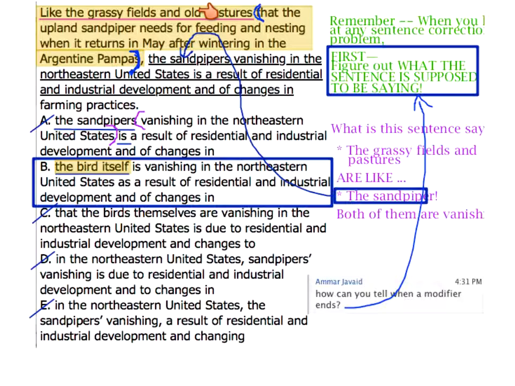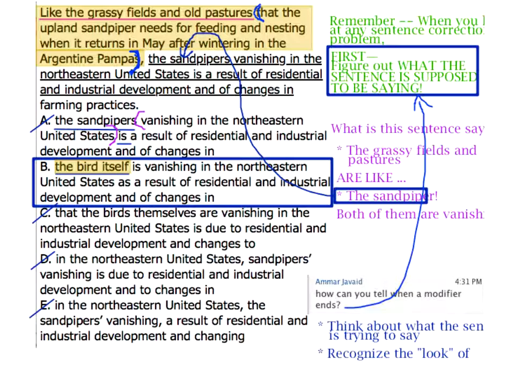I mean, also it's a recognition thing. So basically the two ways that I would answer that question would be, first, think about what the sentence is trying to say. But then also make sure you can recognize the look of different kinds of modifiers. You might want to have a few canonical examples in your head so that you can compare.